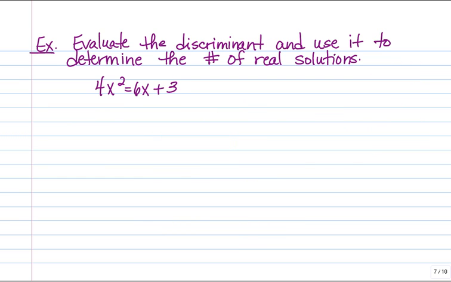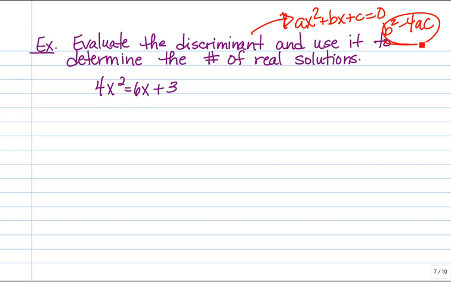So here's an example. Let's find the discriminant of this equation, 4x squared equals 6x plus 3, and determine the number of real solutions that we might have. Well, to determine the discriminant, it has to be in that form ax squared plus bx plus c equals 0. And then we have to find the value of b squared minus 4ac. I mean, technically you could solve the equation from start to end and figure it out that way, but this would be a quicker way to do it. So I'd have to put it in the form 4x squared minus 6x minus 3 is equal to 0.